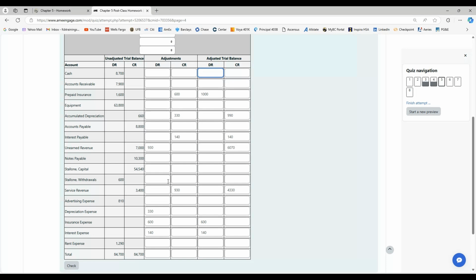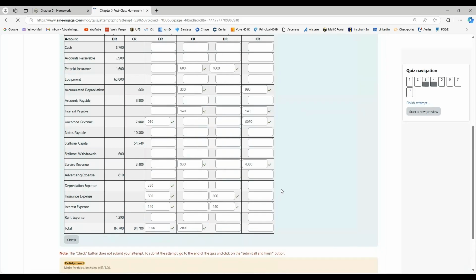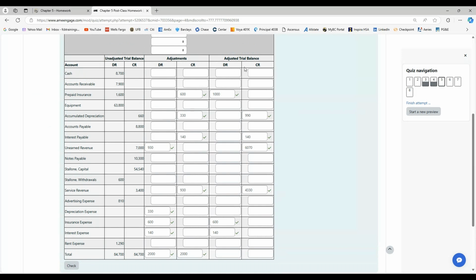Let me go through and make sure we got debits and credits for everything. That all looks good. Let's sum up our adjustments column. So 930 plus 330 plus 600 plus 140. Adding all those up, I get 2,000. Let me just make sure that's all looking good. And then we just have to finish out our adjusted trial balance by carrying over all the balances that weren't adjusted, basically, right?